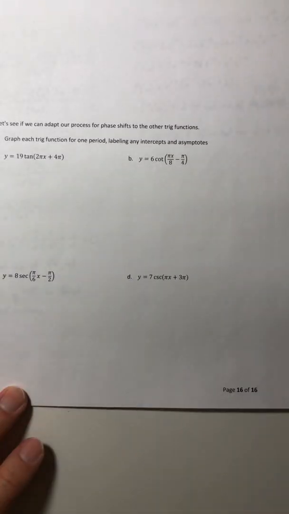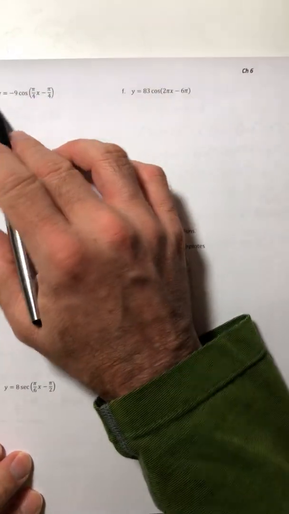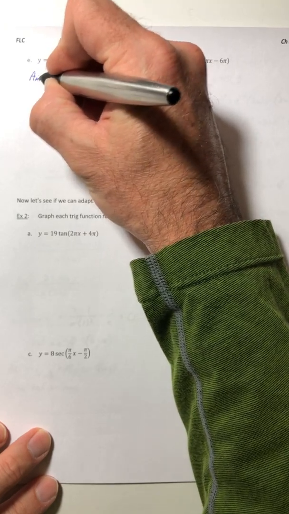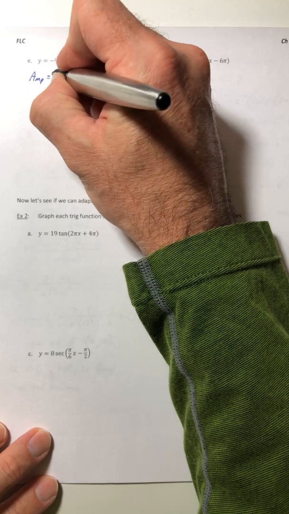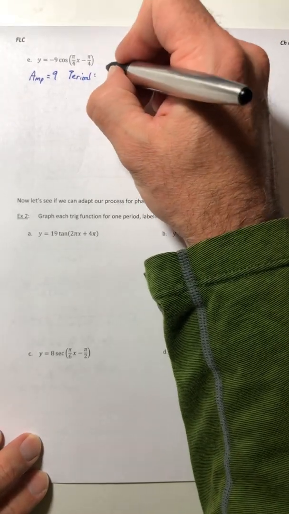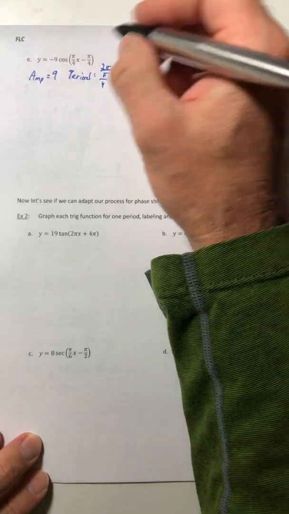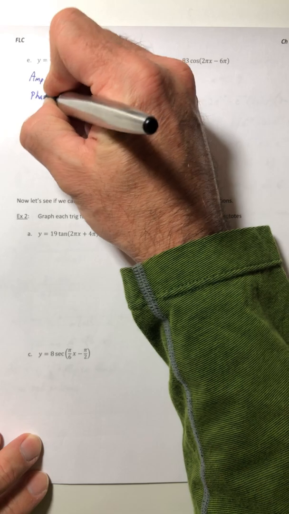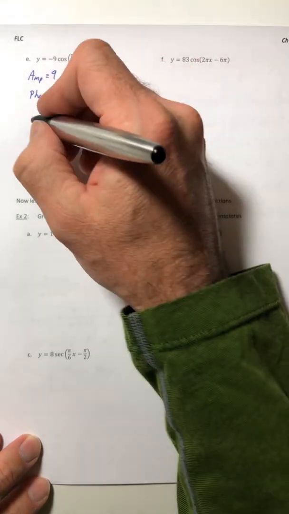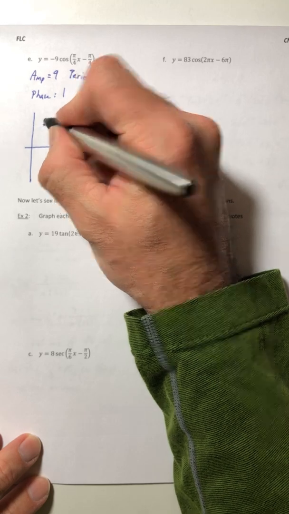Okay, let's go ahead and finish off the cosine curves, and then the next video we'll deal with the other ones. Okay, part E. Our amplitude is 9. The period, 2 pi over 4. So the period is 8. And then the phase shift, if you set the angle equal to 0 and solve for x, the phase is going to be 1. So shift it over to the right.